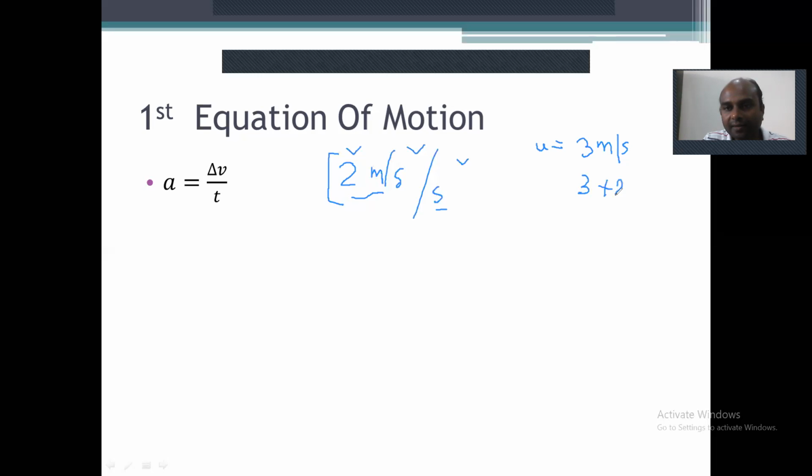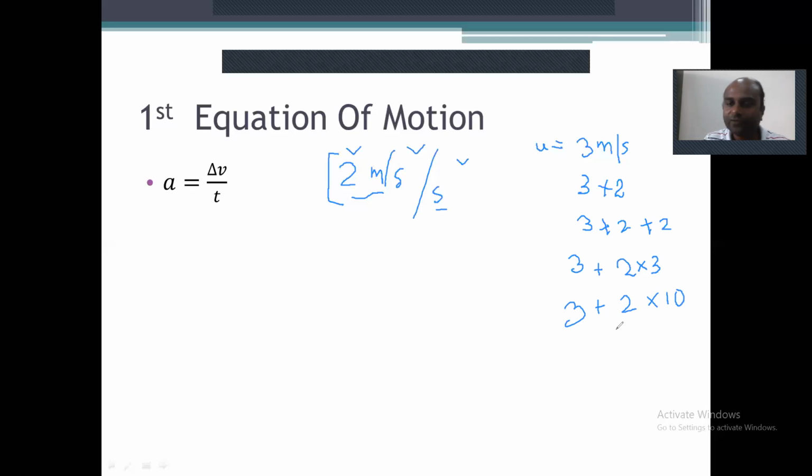right? And what about 2 seconds later? It will be 3 plus 2 plus 2, right? 3 seconds later, 3 plus 2 three times. So let's write 2 into 3. 10 seconds later, 3 plus 2 into 10.